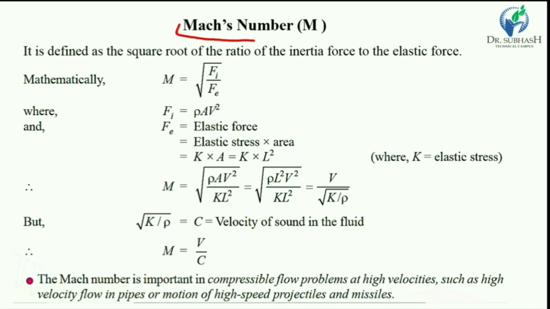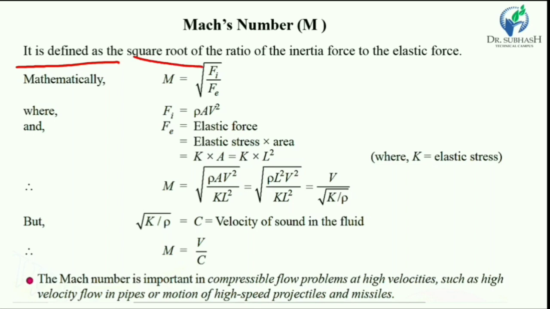Now next one is the Mach number. We know that it is the ratio of forces. Which forces? Inertia force to elastic force. Mach number is defined as the square root of the ratio of inertia force to elastic force. Now get the equation of Mach number. We know that the equation of inertia force is rho A V square, and the equation of elastic force is elastic stress into area.